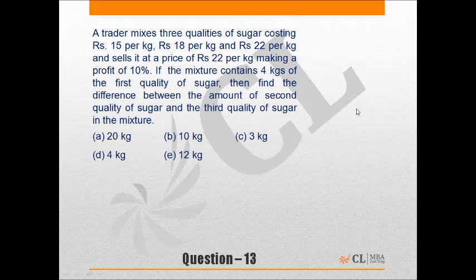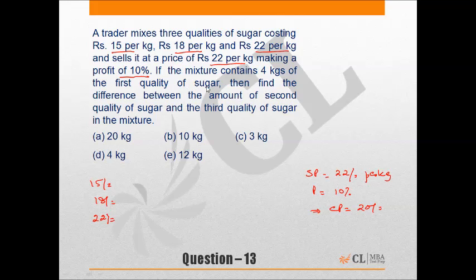Question 13. A trader mixes three qualities of sugar costing 15 per kg, 18 per kg and 22 per kg and sells it at 22 per kg, making a profit of 10%. So the three varieties are 15 rupees per kg, 18 rupees per kg and 22 rupees per kg. His selling price is 22 rupees per kg and he has a profit of 10%. So which implies cost price should be equal to 20 rupees, because cost price is 20 rupees, 10% profit, selling price becomes 22.